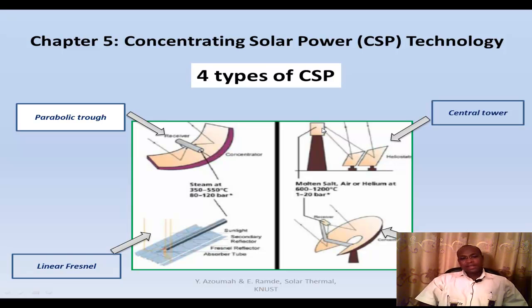The last type of CSP is the parabolic dish. The parabolic dish is a parabola that will concentrate the solar radiation at its focal point. And at the focal point, we have a receiver. Still, it's the same thing as the central tower. The difference here is we have most of the time a Stirling engine, and this engine will convert the heat directly into electricity production. So you can't store the thermal energy here like we have seen for the three other types of CSP.